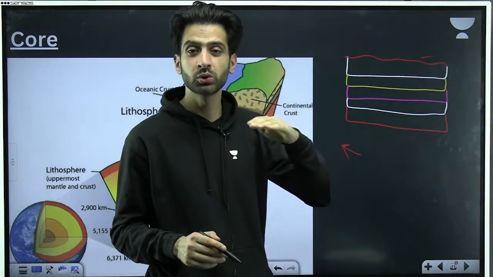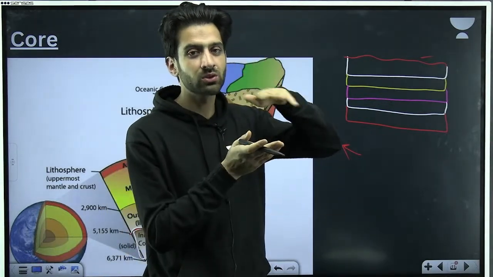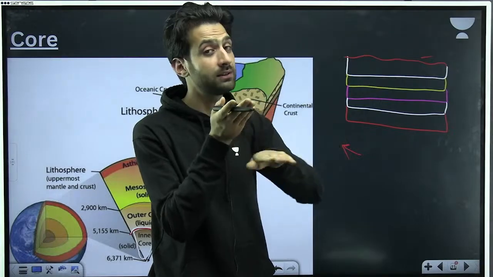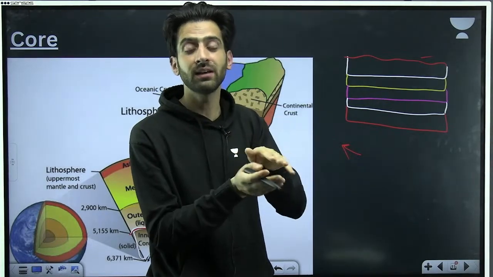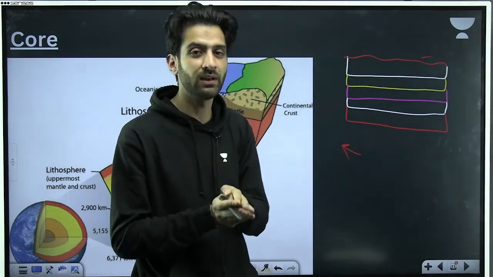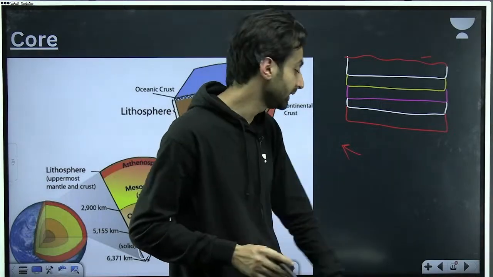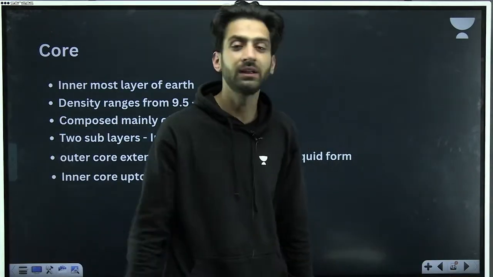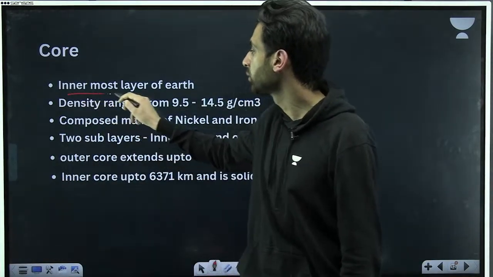Starting with the layers, you should know how the layers are there. You will get a solid layer, then a semi-solid layer, then again a solid layer, then a liquid layer, and finally a solid layer. This is all about the interior of the earth. This is the shape of the interior of the earth. So it is the innermost layer of the earth.